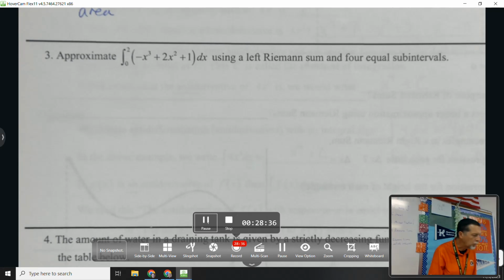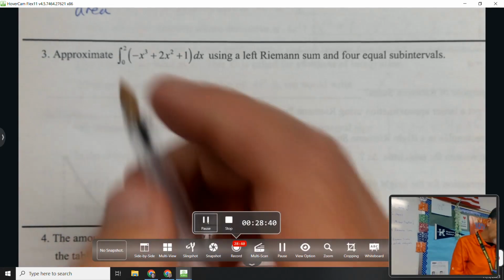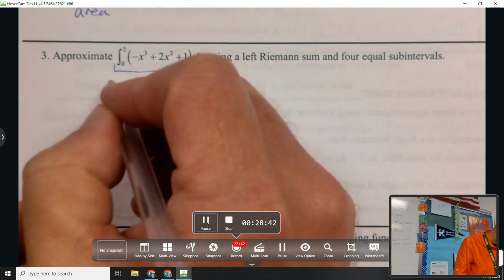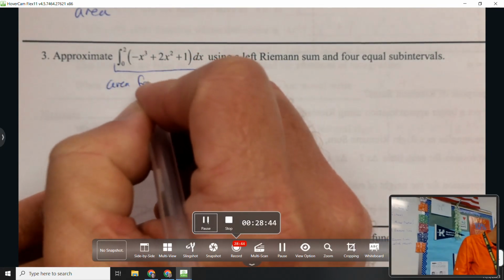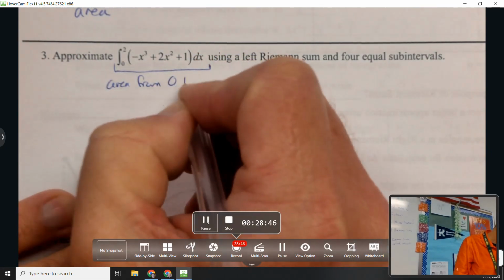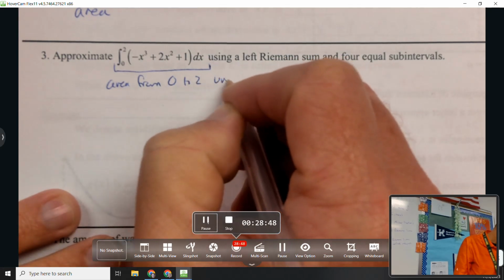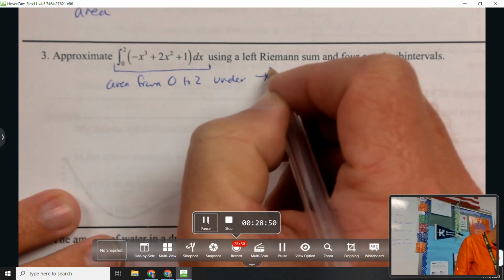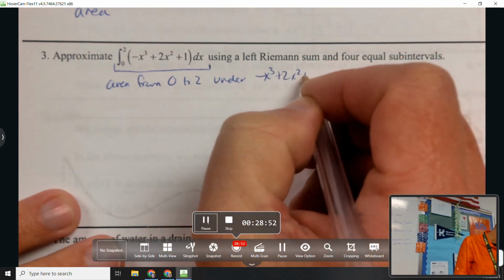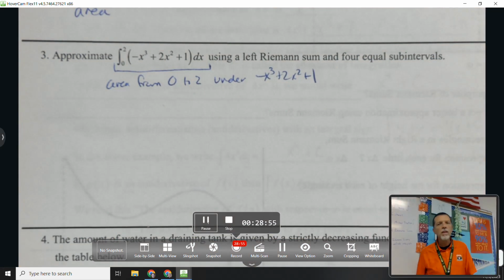All right, number 3. Approximate the area. So remember, this means the area from 0 to 2 under negative x cubed plus 2x squared plus 1 using a left Riemann sum and 4 equal subintervals.